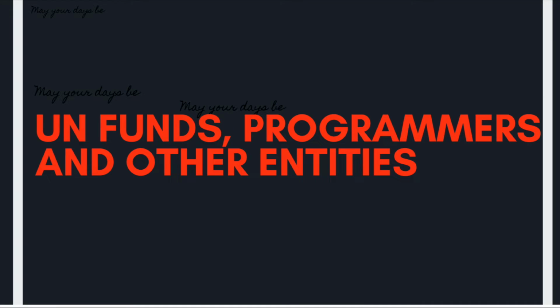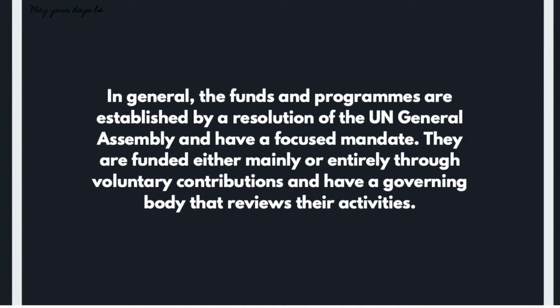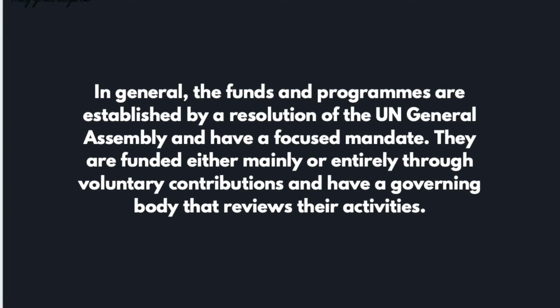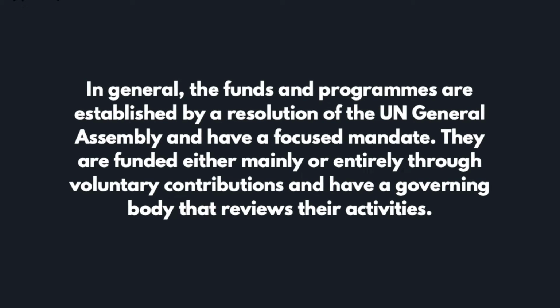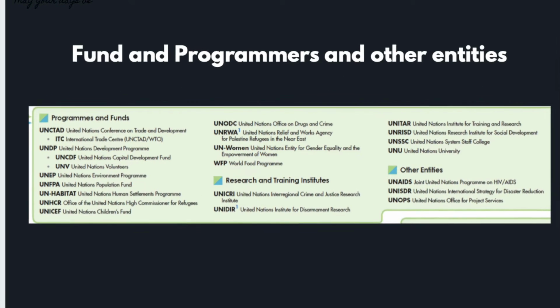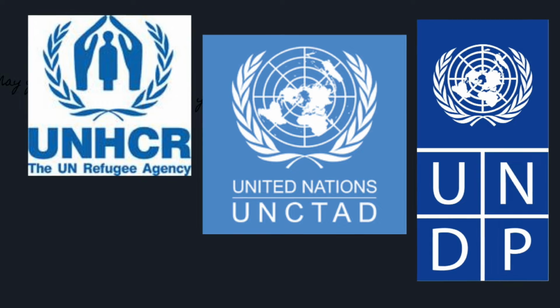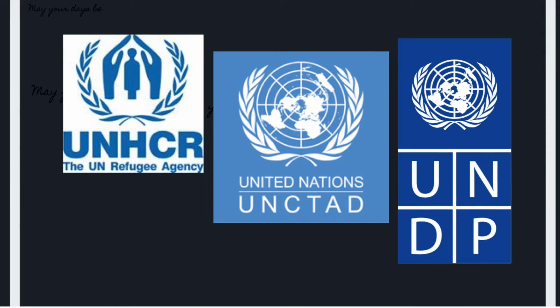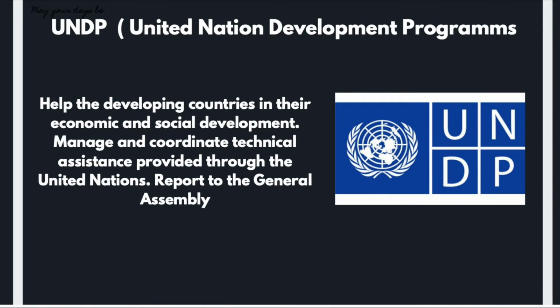Inside the General Assembly, there are other institutions like UN funds, programmes, and other entities. In general, the funds and programmes are established by a resolution of the UN General Assembly and have a focused mandate. They are funded either mainly or entirely through voluntary contributions and have a governing body that reviews their activities. Examples of the funds, programmes, and other entities are UNCTAD, UNHCR, and UNDP. I'm going to explain about the UNDP. The United Nations Development Programme helps developing countries in their economic and social development, manages and coordinates technical assistance provided through the United Nations, and then reports to the General Assembly.